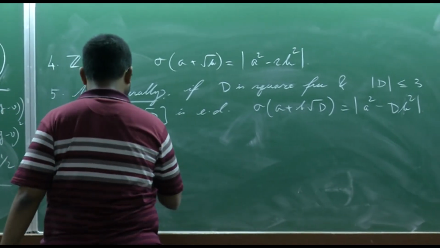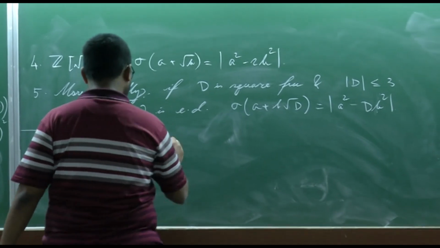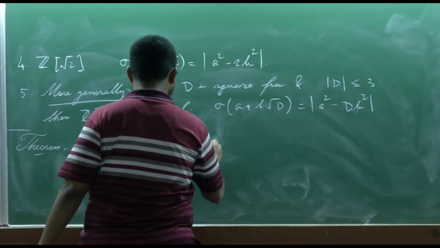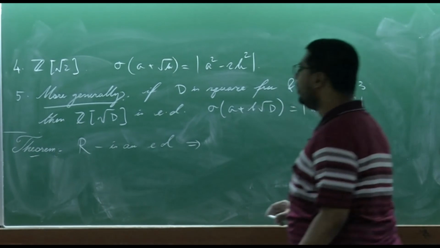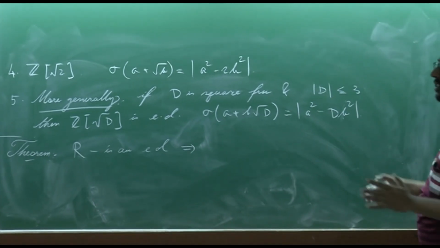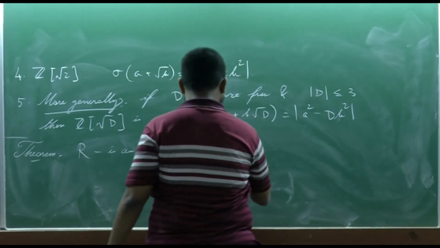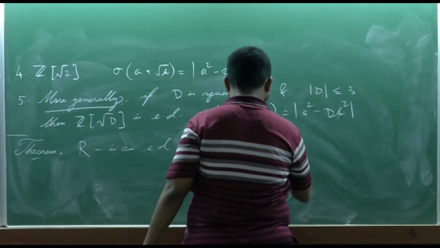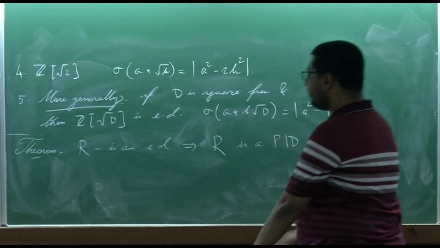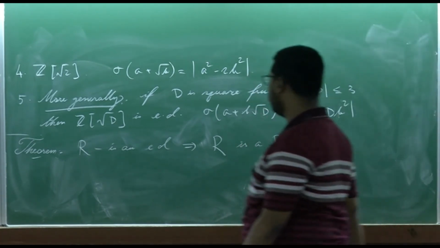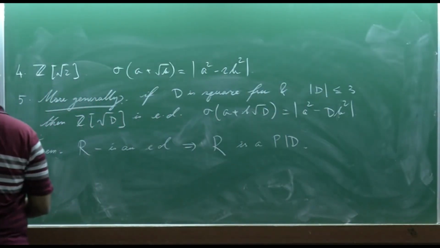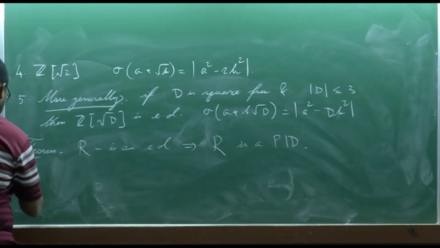R is a Euclidean domain. R is a PID. So, what is PID? Principal ideal domain. That means every ideal is a principal ideal. R is a PID. So, what are the examples?